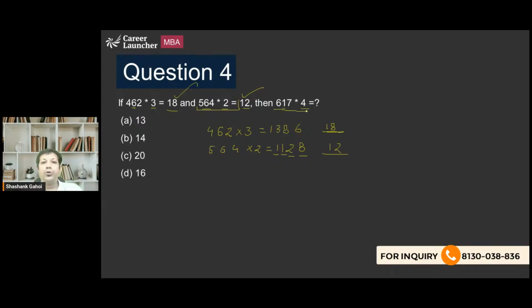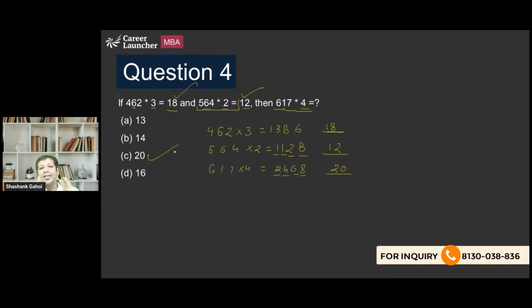Now I'm going to solve this and see whether my option matches or not. If my option doesn't match, it means I have to think of something else. Okay, so 617 into 4. 17 4s are 68, 6 4s are 24. So 2 plus 8, 10, 6 plus 4, 10, and the value comes out to be 20. Sum of all the digits is 20. So my answer to this question is going to be option C, that is 20.